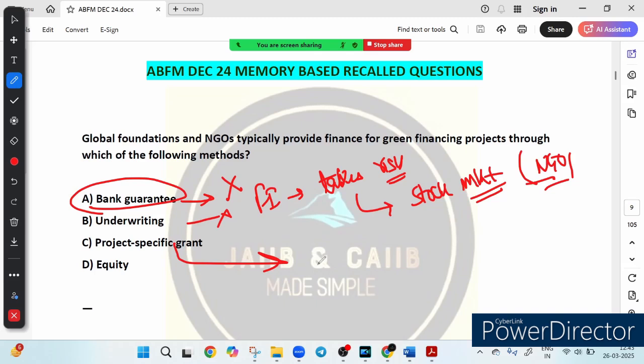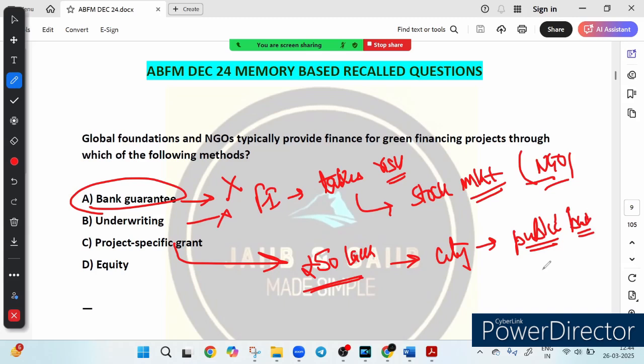Let me give you an example. Suppose a foundation donates 50 lakh to a city to build a large public park to improve air quality. So this money is not a loan, it is a grant meant only for this project. Why is this correct? Because NGOs and foundations prefer grants because they directly support green initiatives without expecting financial return.